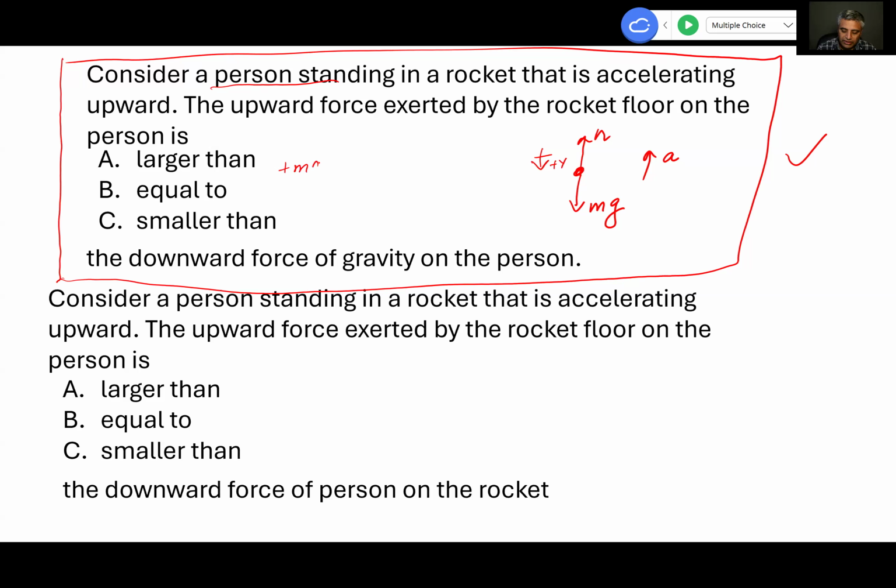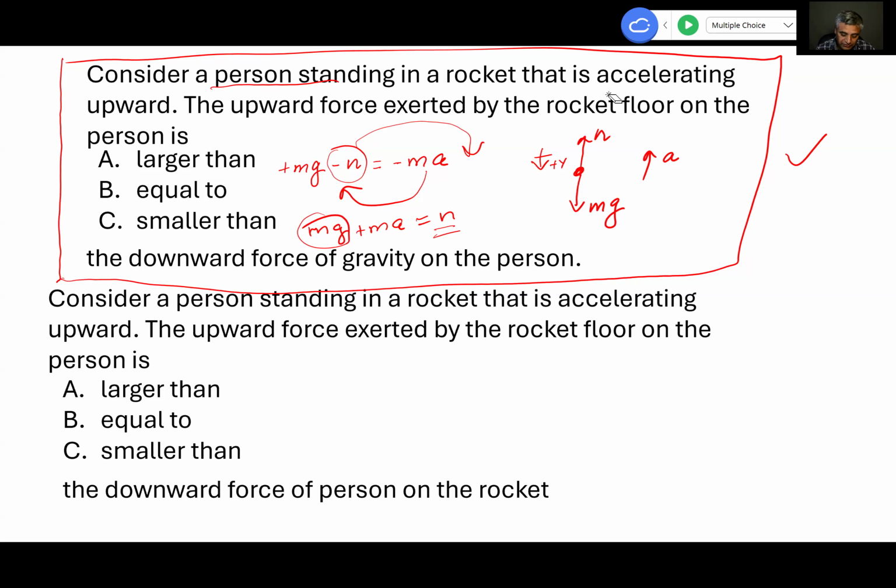So positive mg minus N is equal to minus ma. Now I want to solve for N. N has a negative sign, so I'm going to bring it here, and I'll bring that there. So it becomes mg plus ma is N. So the normal force is bigger than the weight of the person. Okay. So yes, it would have been even simpler if we had assumed up as positive. But anyway, that's that.